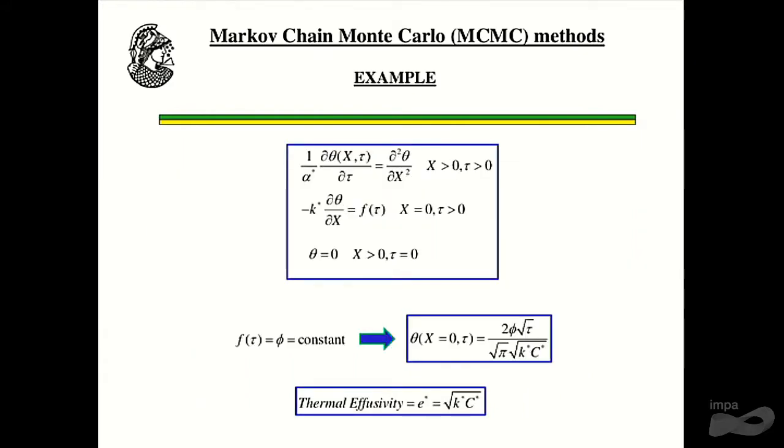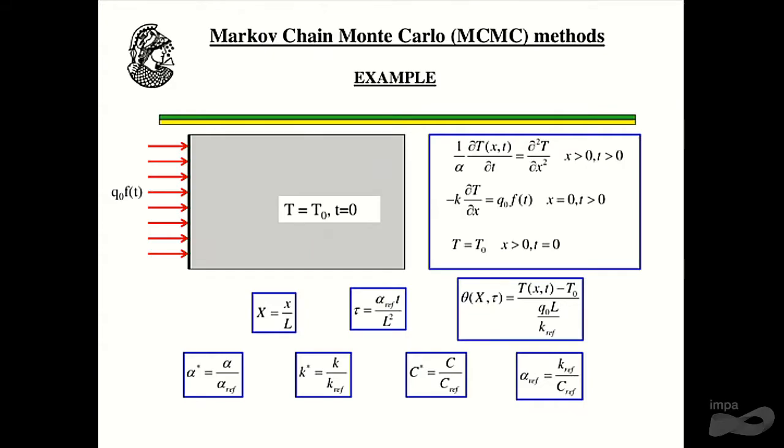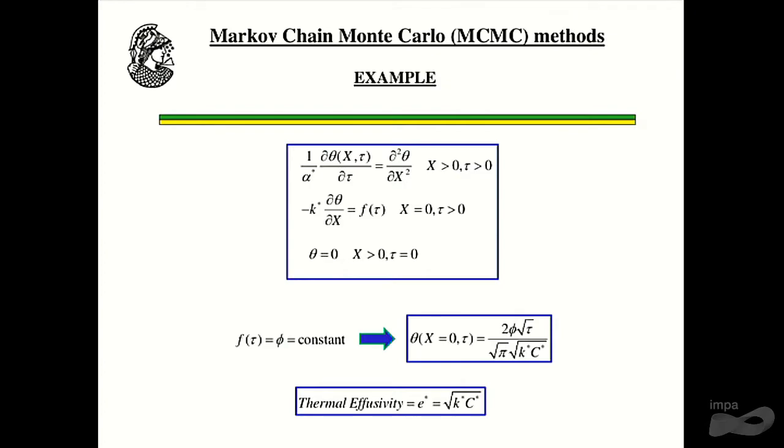If this function that represents the heat flux is constant, this is our solution at x equals 0, at the surface. This quantity here is the square root of K star C star. This is the square root of the multiplication of two thermophysical properties, so this is also a thermophysical property, which is called effusivity. This is called effusivity.